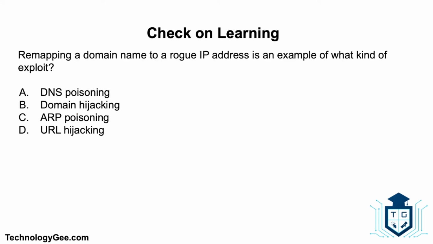Next question. Remapping a domain name to a rogue IP address. This is an example of what kind of exploit? Would this be DNS poisoning, domain hijacking, ARP poisoning, or URL hijacking? So remapping a domain name to a rogue IP address. This is an example of what? And the correct answer is, this would be DNS poisoning, or Domain Name System poisoning.